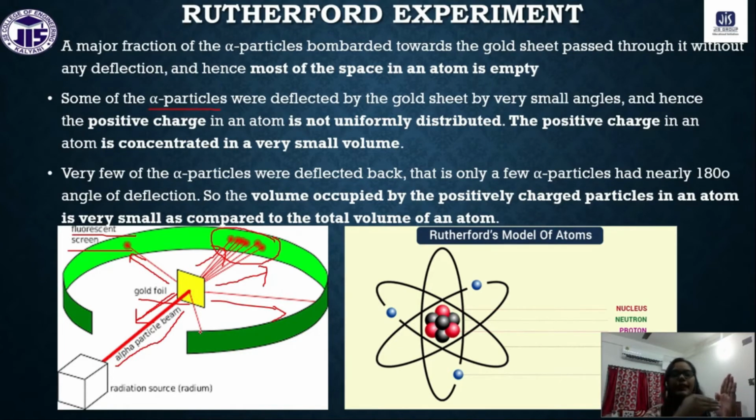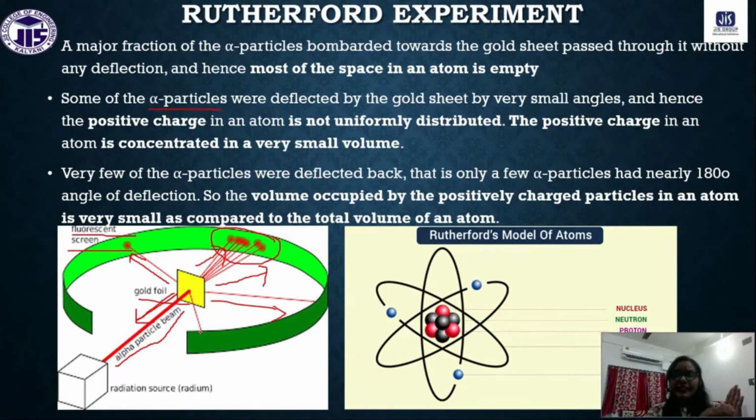Okay, so it will hit the positive charge, the heavy mass positive charge, and it will deflect it back 180 degrees. So that heavy mass with the positive charge is called the nucleus. Understand? So the maximum space of the atom is vacant, and at the center of the atom we have all the masses of the atom.